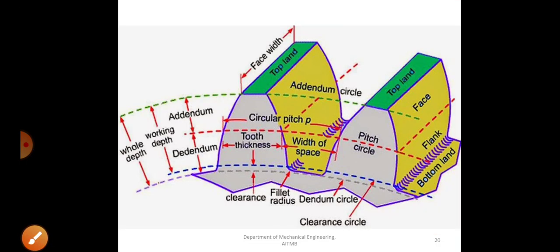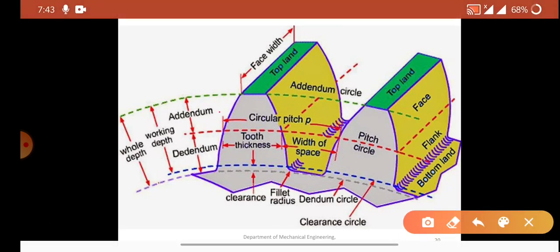Here you can see, from this point to this end point, it is measured on the pitch circle. Wherever the intersection is, from this point to this point, this is known as tooth thickness.